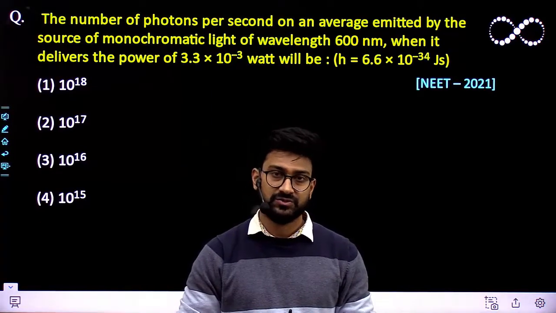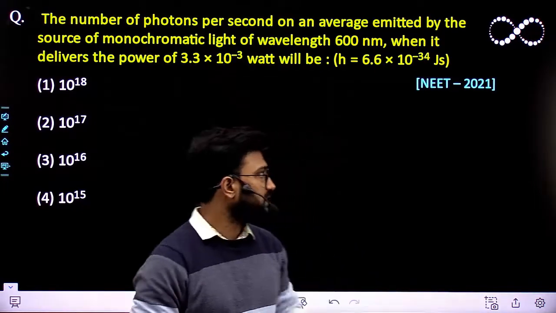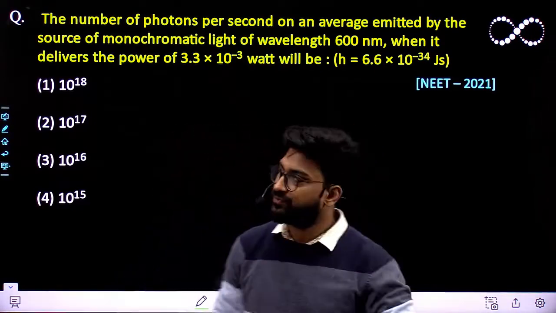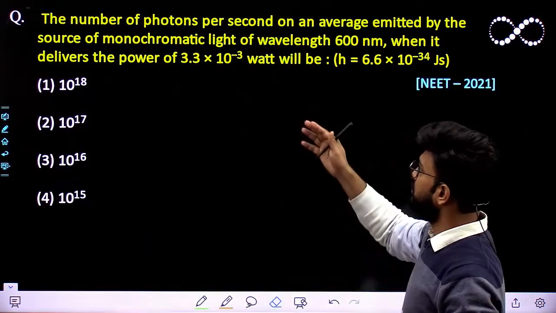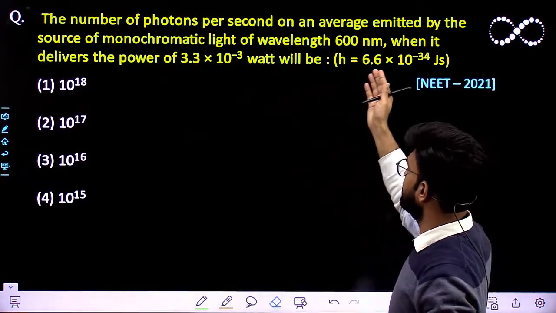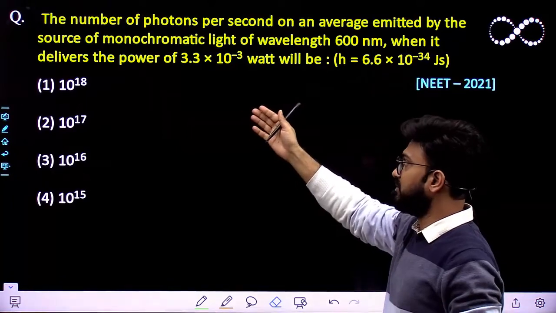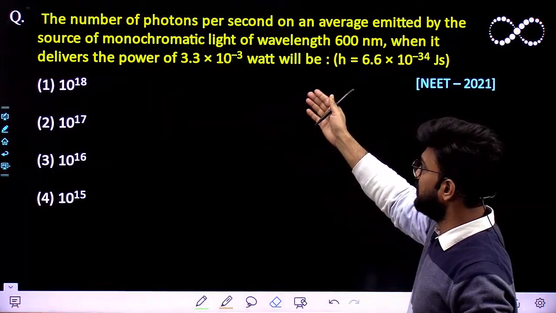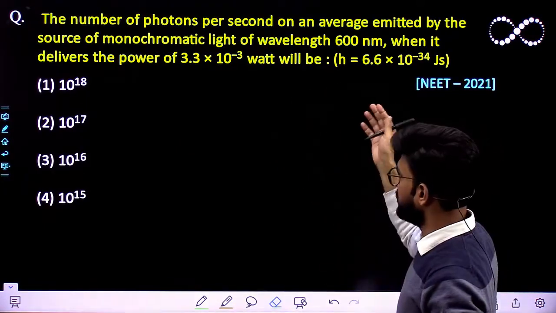Right now, loading one such question that came in your NEET examination. This question came in NEET 2021. So let us see this question first. The question says: the number of photons per second, on an average, emitted by the source of monochromatic light of wavelength 600 nanometer, when it delivers the power of 3.3 into 10 to the minus 3 watt, will be, where h is the Planck's constant which has been given to you.